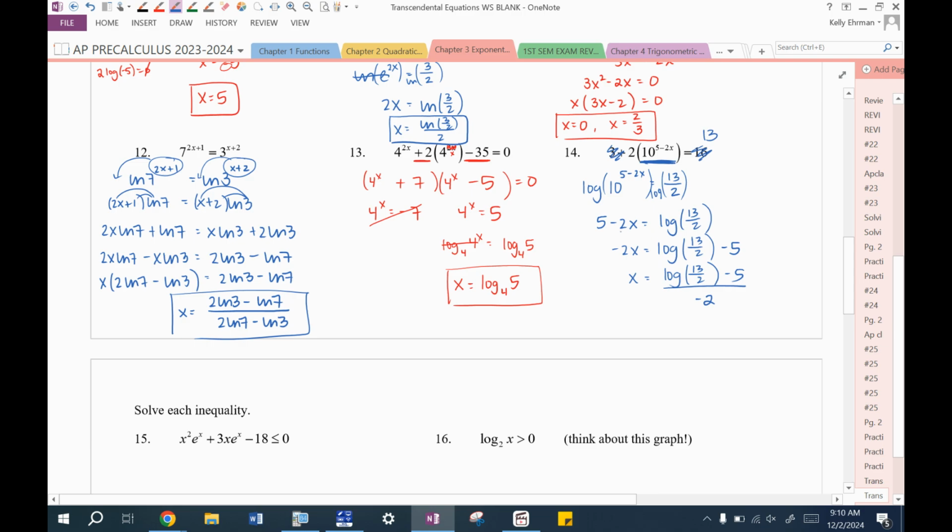If you moved your x term to the right side, it could also be 5 minus log of 13 over 2 divided by positive 2. So that would work as well. For any of these, if you have the exact opposite answer for any of the log equations, that's just because we moved our x's to a different side, so that's okay.